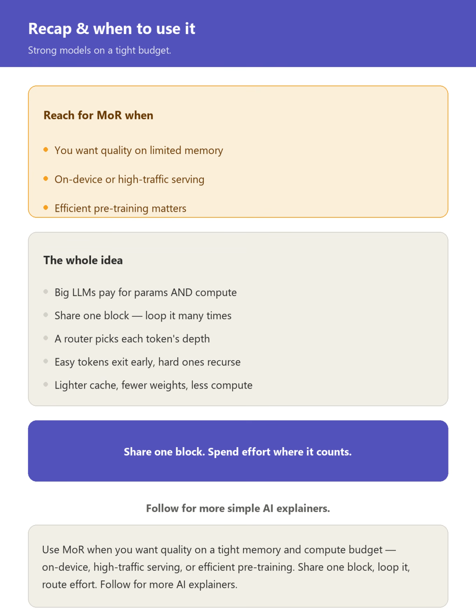When you want strong quality on a tight memory and compute budget, on device, high traffic serving, or efficient pre-training. Recap: share one block, loop it, and let a router spend effort only where it's needed.